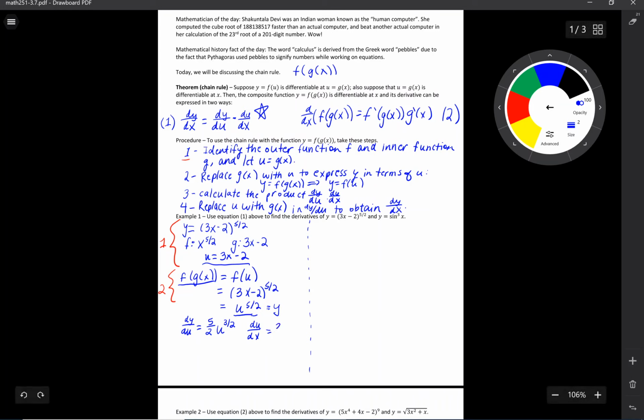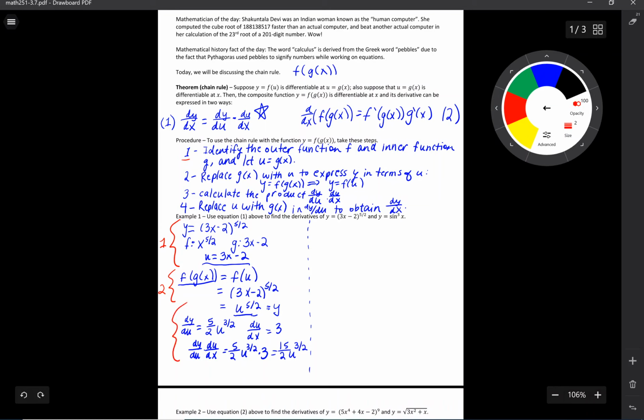So then if I take the product dy du times du dx, this is equal to 5 halves u to the power of 3 halves times 3. Whoops, 5 halves. I don't know why I wrote 3. 5 halves. There we go. And then if I combine these two constants, I get 15 halves u to the power of 3 halves. This was step 3, finding the product of dy du and du dx.